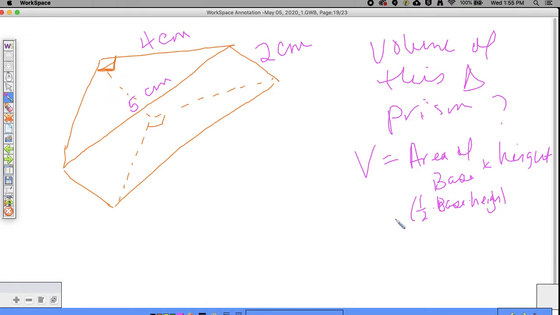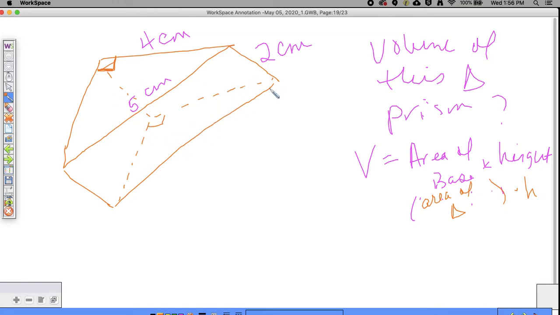This is just the triangle, right? Let me just go back here. So when we're talking about the area of the base, we're talking about the area of the triangle, right? So here we're looking for the area of the triangle, because that's what the base of a triangular prism is, times the actual height of the prism.